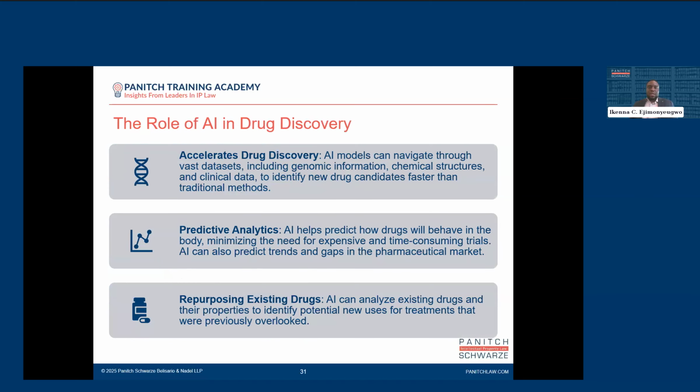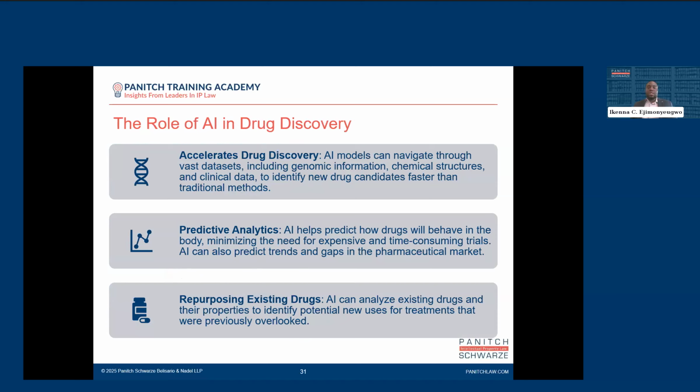All right, now that we understand the role of a pharmaceutical patent, let's take a look at how pharmaceutical companies actually use AI in their business. So AI can be used to accelerate drug discovery. AI can significantly speed up the drug discovery process, which is critical for pharmaceutical companies to bring a new patented drug to the market.